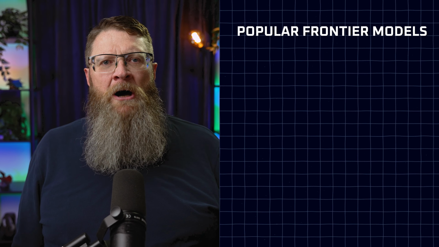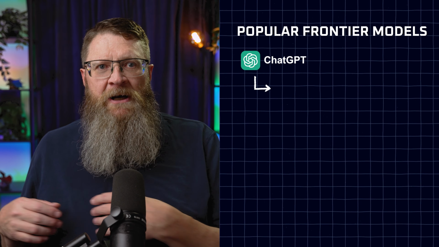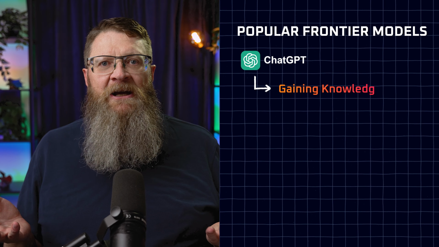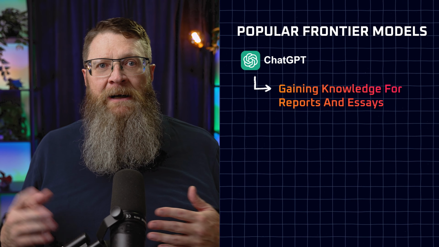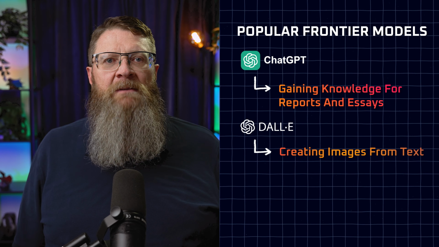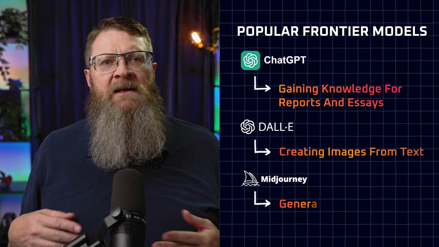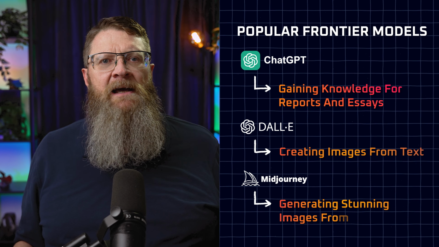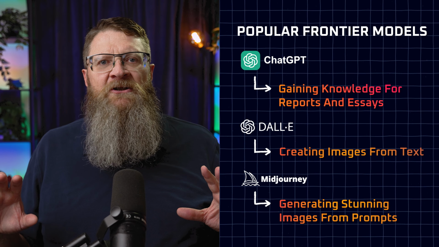Some popular frontier models are ChatGPT, which maybe you've used to get information for a report or an essay. You've got DALL-E, which creates images from text descriptions, and even Midjourney, which is another creative tool for images, and it can generate stunning pictures based on the prompts you give it. All of these are general purpose, and they can switch between tasks, so they're not built for just one job, but for many.